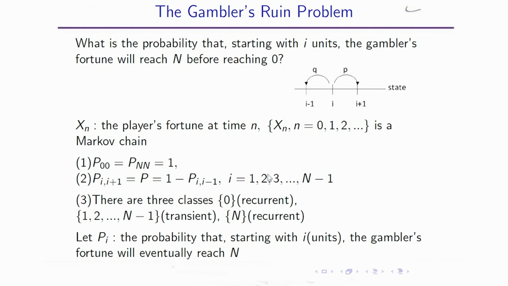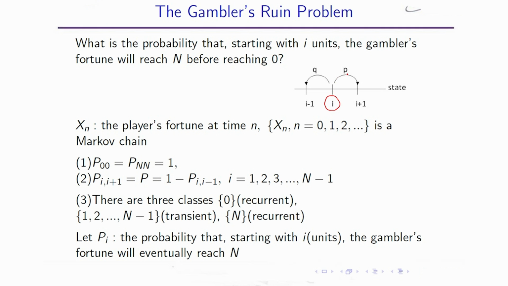The gambler's ruin problem is actually an abstraction of many practical problems. And the problem is about answering the following question. What is the probability that starting with i units, the gambler's fortune will reach N before reaching 0? So the gambler's fortune starts with i units.